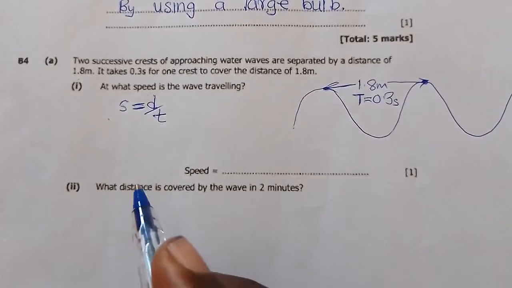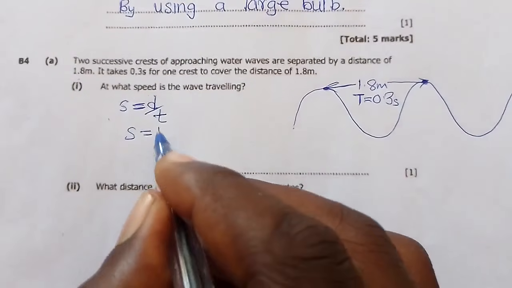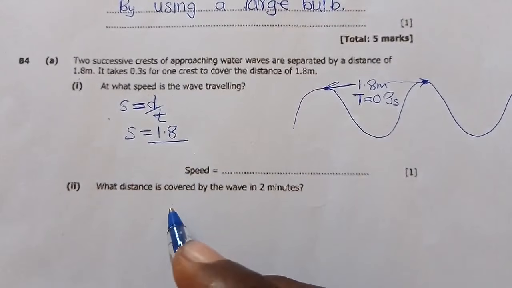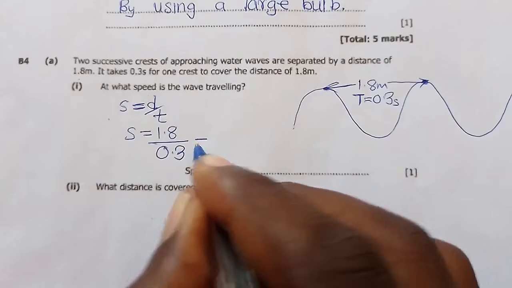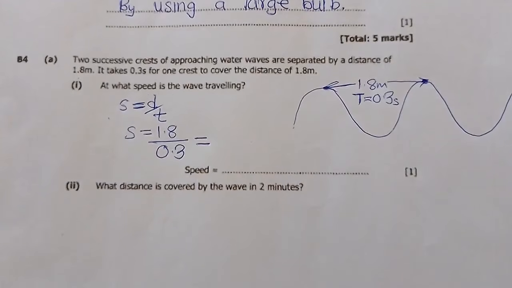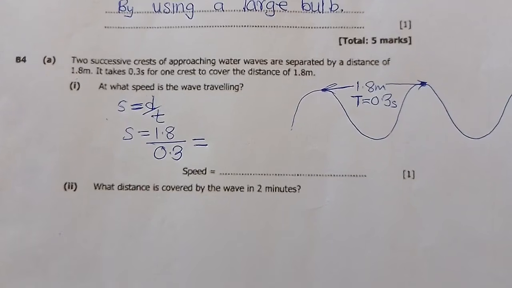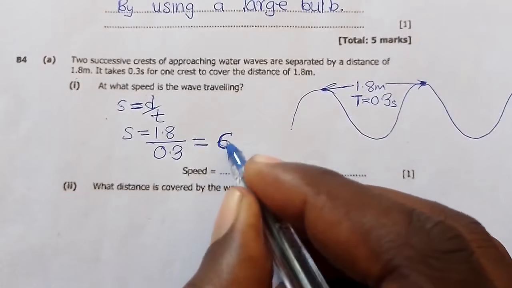So speed is equal to distance over time. What is my distance? My distance is 1.8. What is my time? My time is 0.3. So when you divide, 1.8 divided by 0.3, what are we getting? We are getting 6.